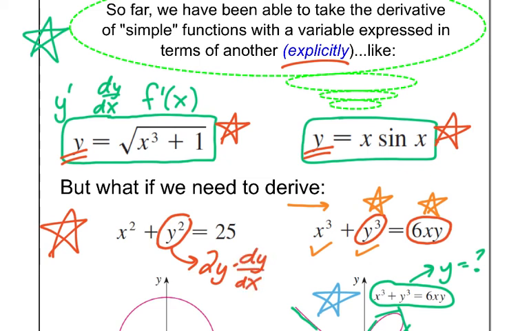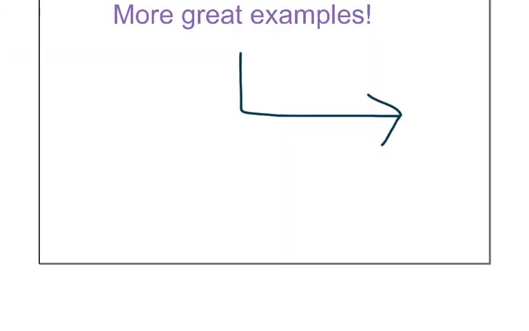In the next video, I'm just going to throw a couple more examples at you that are really, really good. But I'll save that for next time, and you can watch that later. Great job on implicit differentiation. That is section 3.5. See you next time.